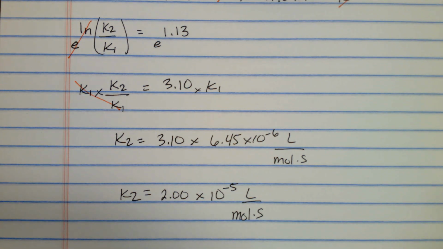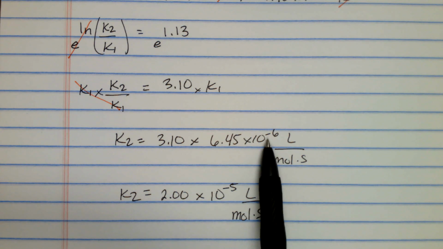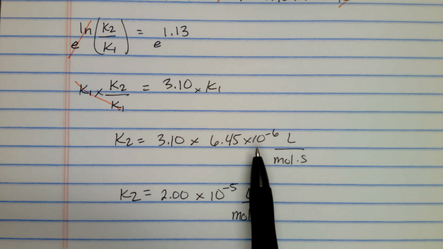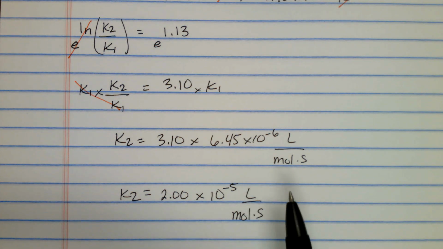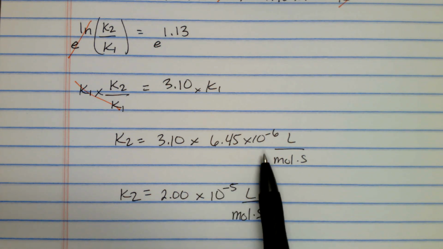Let's think about this for a second. So this makes sense. At 25 Celsius, we have some rate constant, 6.45 times 10 raised to the minus 6. And when we increase the temperature, we expect an increase in the rate constant. According to the Arrhenius equation, we expect an exponential increase. And so when we go to the higher temperature, 38 Celsius, we do see that this rate constant increases, 2.0 times 10 raised to the negative 5. Of course, 10 to the negative 5 is bigger than 10 raised to the negative 6. So this makes sense.